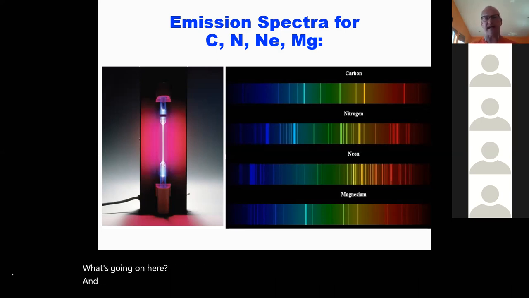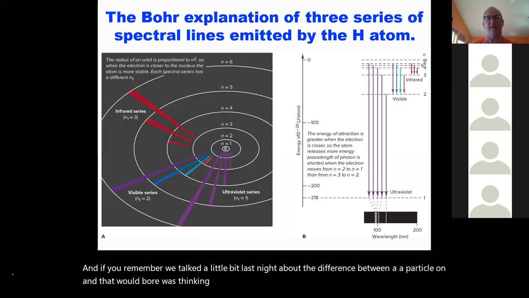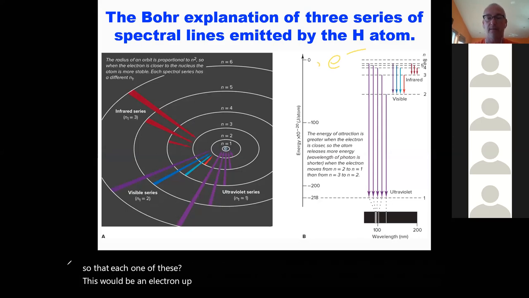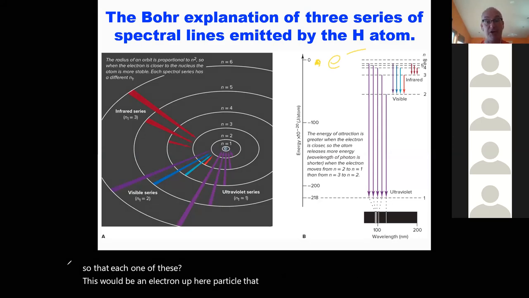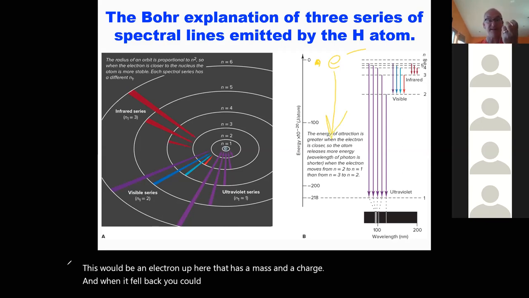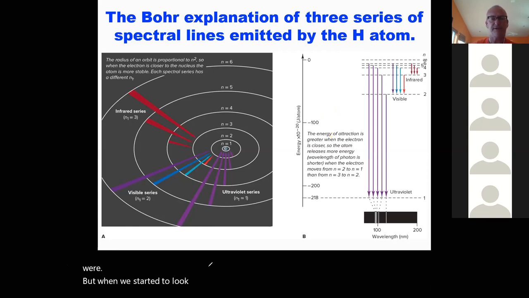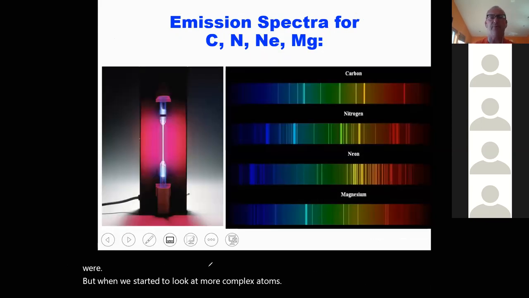And if you remember, we talked a little bit last night about the difference between a wave and a particle. And what Bohr was thinking about was that the electron would be a particle. So each one of these, this would be an electron up here, a particle that has a mass and a charge. And when it fell back, you could calculate exactly, because there's a definite mass and a definite charge, and when it moves around, you could calculate precisely what these energies were. But when we started to look at more complex atoms, that broke down.